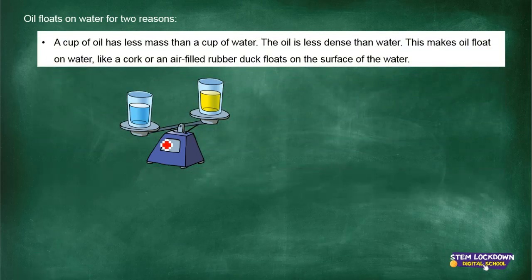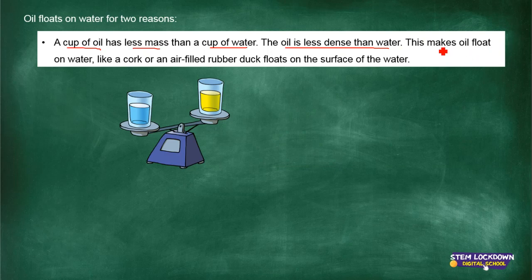So in this diagram here on the scale, we have water on the one side and then we have the oil on the other side. The cup of oil has less mass than a cup of water. So the oil is less dense than the water. So I want you to remember that a cup of oil has less mass than a cup of water. And you won't believe it, but oil is less dense than water. I would have thought that oil is more dense, but it's actually less dense.